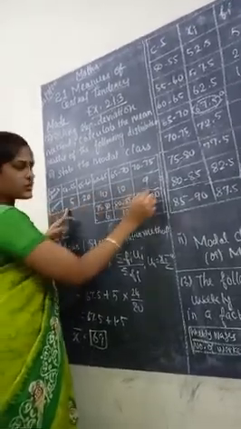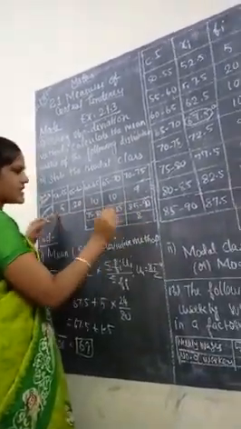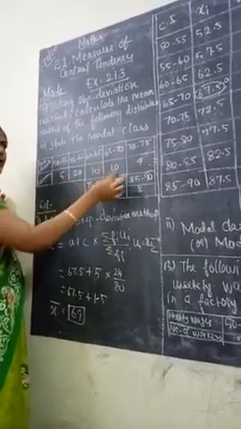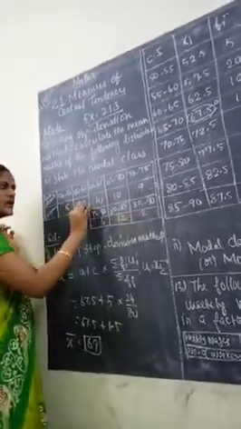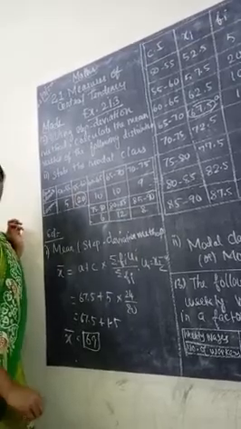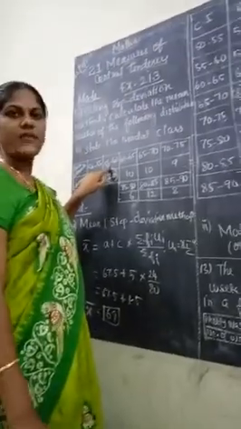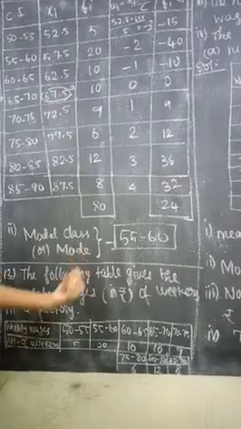Listen. First, we are going to look at the frequency. Here, which is the highest value? 5, 20, 10, 10, 9, 6, 12, 8. So, which is the highest value? 20 is the highest value. We know the mode is the class with the highest frequency. So, for 20, what's the interval? 55 to 60. So, 55 to 60 is the modal class of this sum.